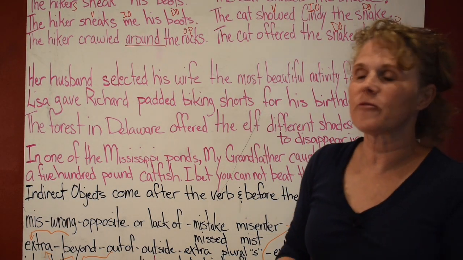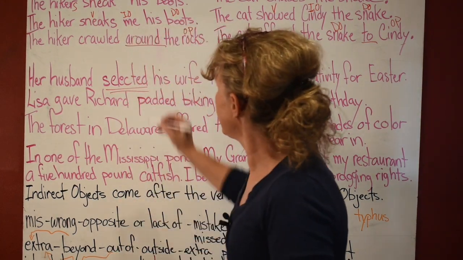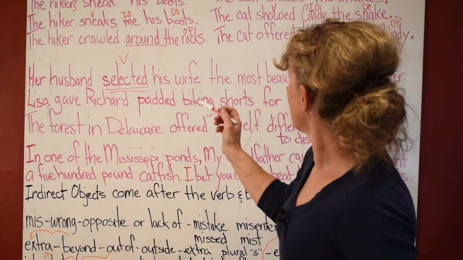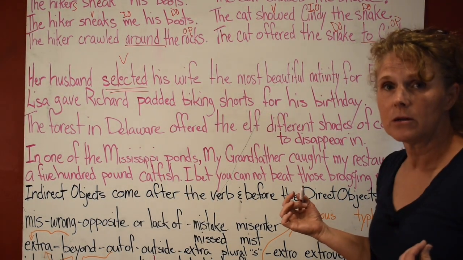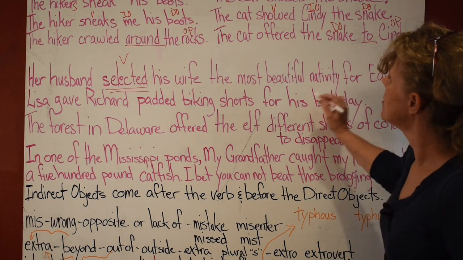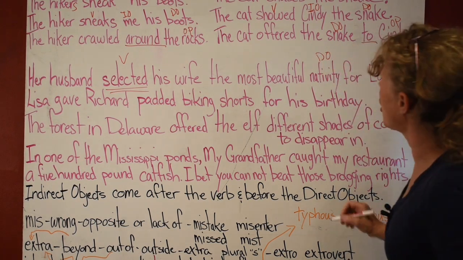But we're gonna find the verb first. Selected. Selected is your verb. Okay. And so now, what's receiving the selected? Let's ask the question. What's receiving the selected? Nativity. So that's what's being selected. So this is your direct object.